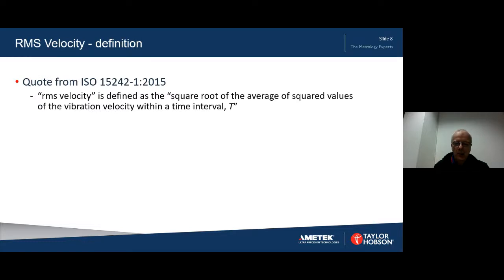Before leaving this section of the presentation, it's worth noting the definition of RMS velocity given in the ISO standard. This quote from ISO 15242, part 1, defines RMS velocity as the square root of the average of squared values of the vibration velocity within a time interval t.